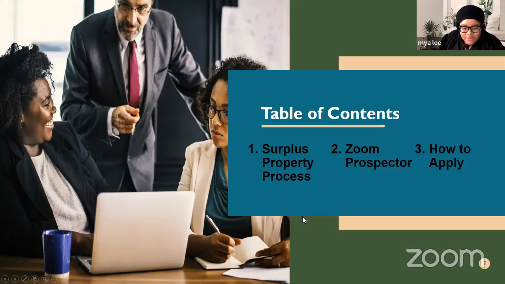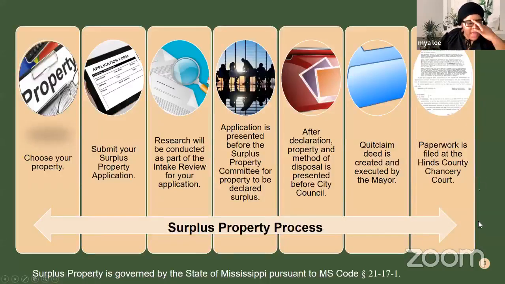Let's look at our process for surplus property. As you can see in front of you, our process for surplus property is governed by the state of Mississippi. At the very beginning of our process is where you're able to choose your property. You're able to choose more than one property. Just know that in order for you to submit an application, you're submitting one application for each property. So if you choose to pursue the process for 3 properties, you'll be submitting an application individually for each one of those 3 properties.